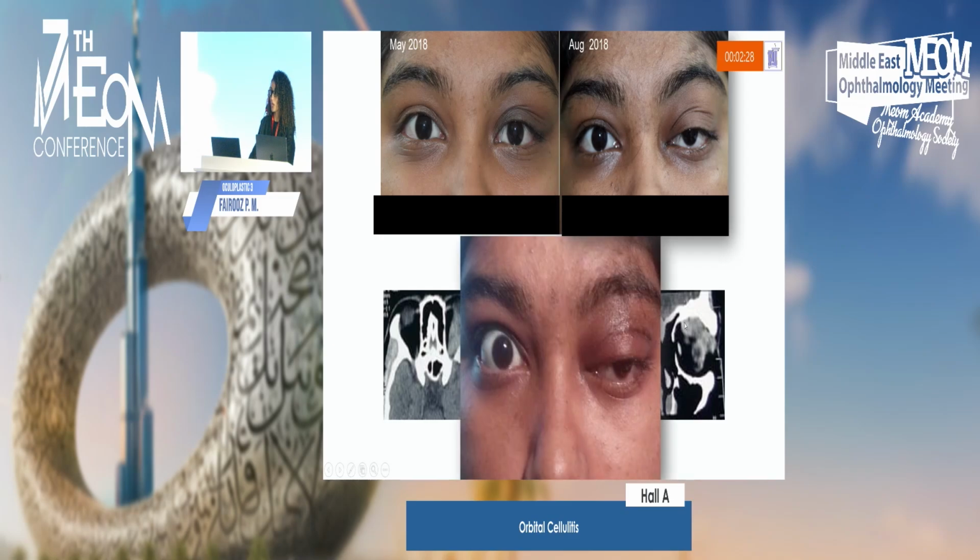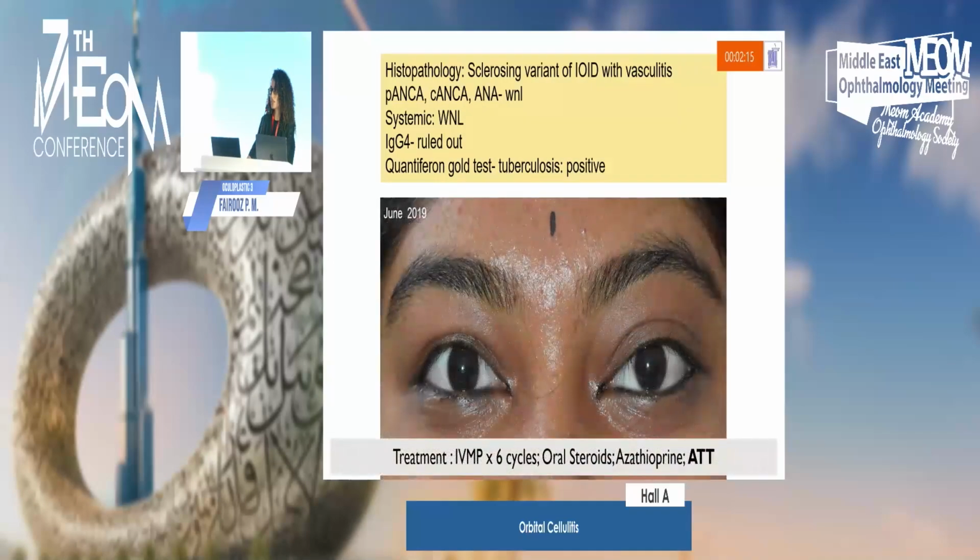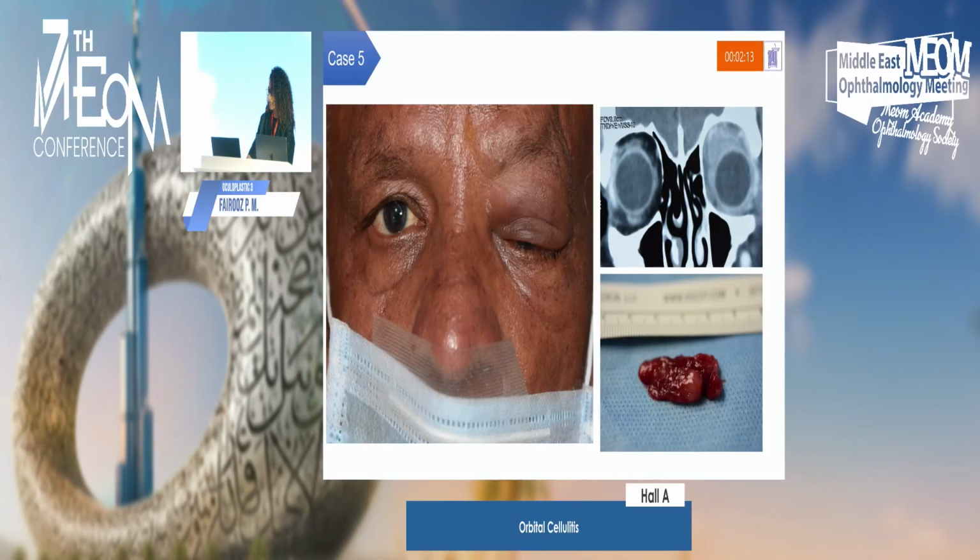I went and did a biopsy, where I did not do a biopsy initially, and then it came out to be a sclerosing variant of IOID with vasculitis. Well, she was not responding to steroids alone. We did evaluate for tuberculosis, and the consensus was to start her on ATT, and she has never recurred henceforth.